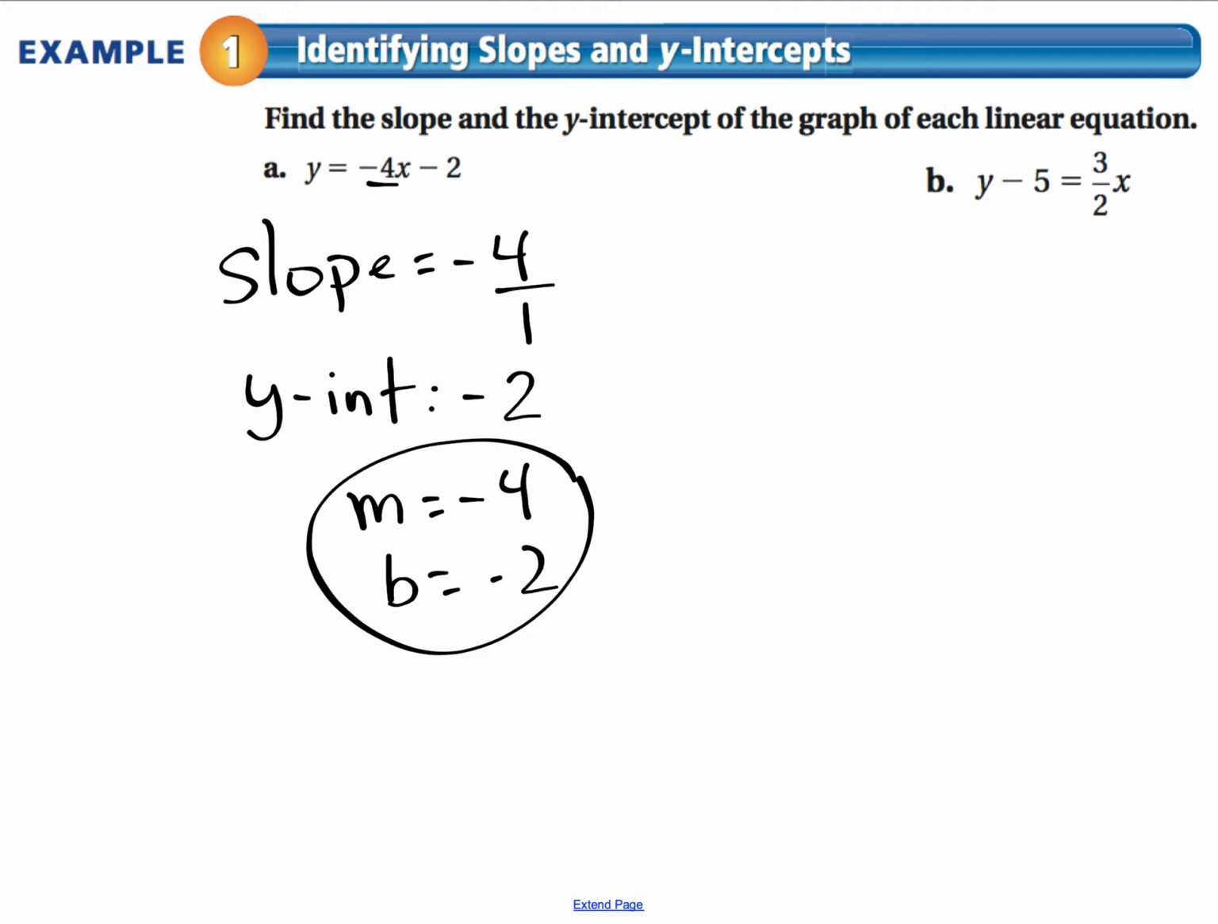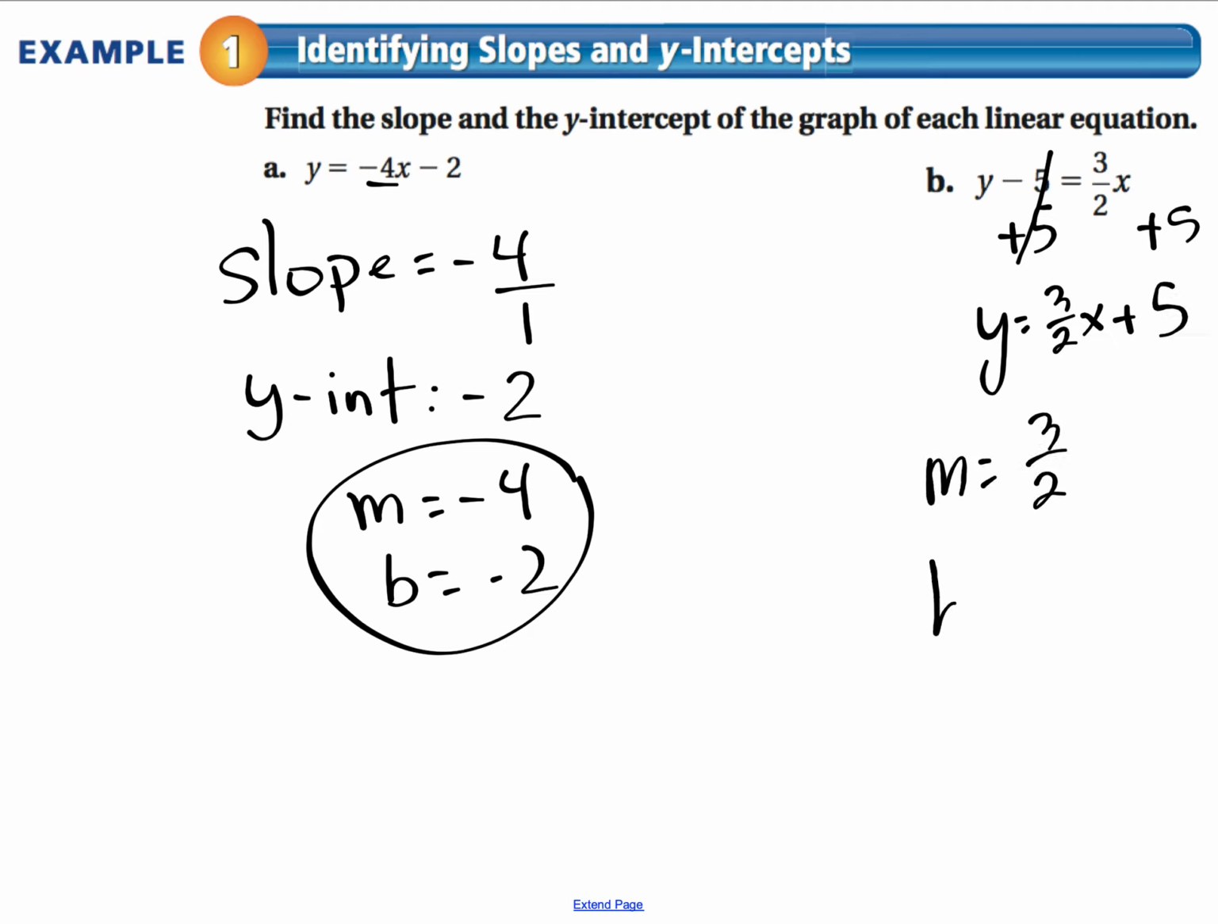Okay, next example. Once you are solved for y, you can just find the slope and intercept from the numbers. This is not solved for y though. I add 5 to both sides, and now y is by itself. With y by itself, we can tell the slope is 3/2, and the y-intercept is 5.